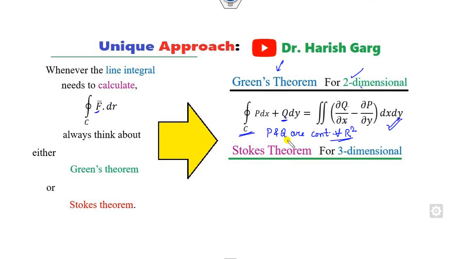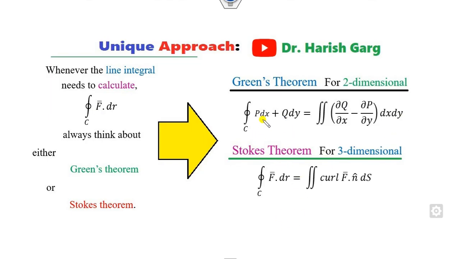However, if you have the 3-dimension problem, then you write it as P dx plus Q dy plus R dz, and then you can find the curl of this F, and then take the dot product with the unit normal vector. How I can find this, I will tell you with the help of a numerical example. So that's a very simple approach. After this lecture you will be able to solve any kind of question for this.